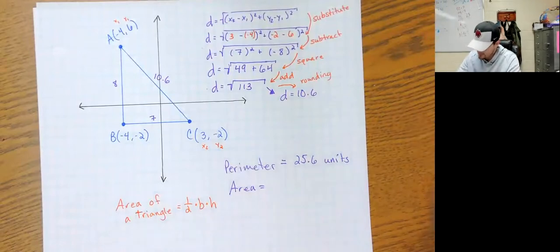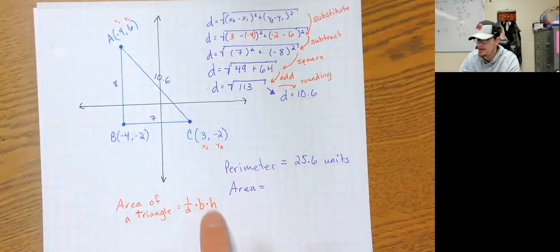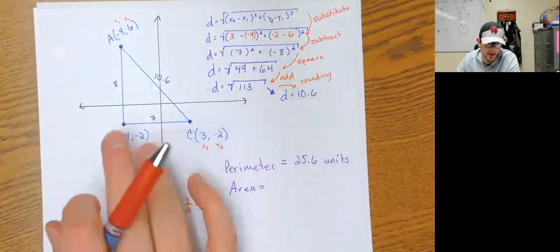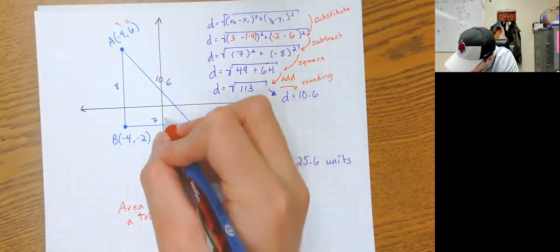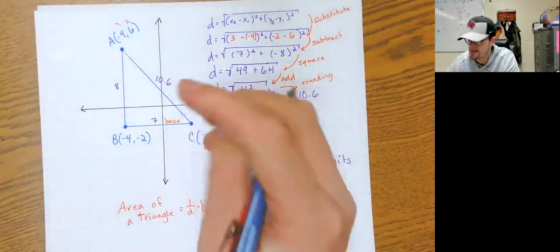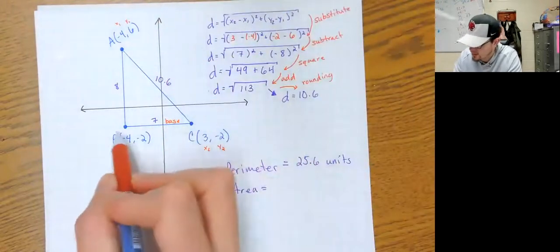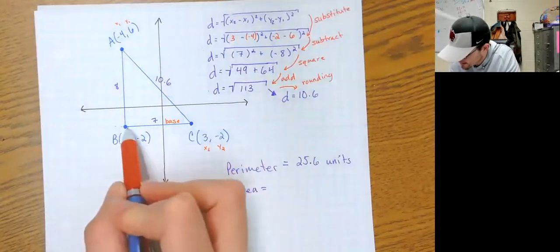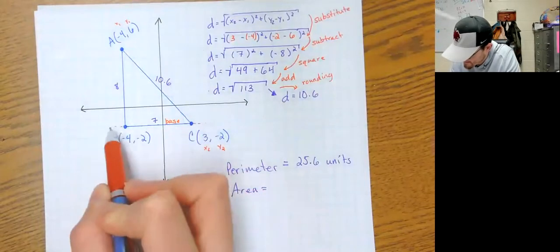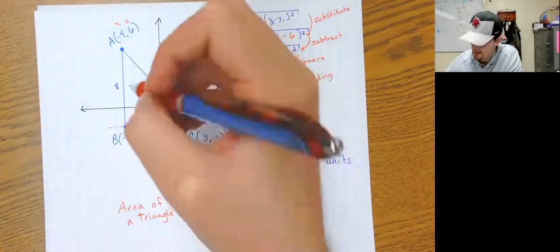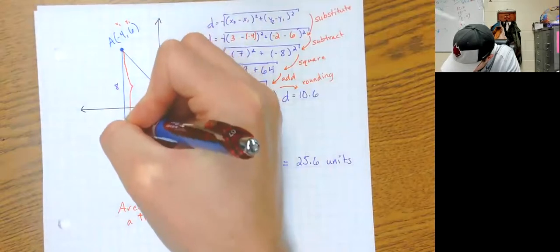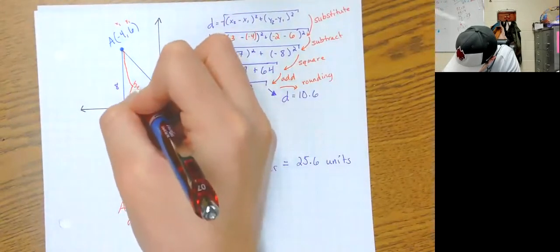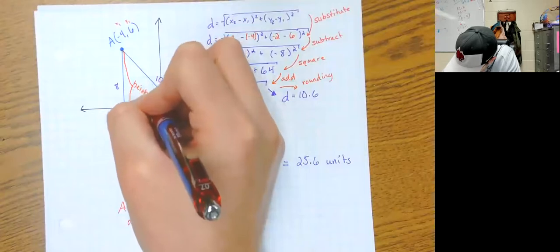So the first thing you have to pick is what is going to be your base. Because this is an easy triangle, I'm going to pick this down here to be my base. So this will be my base. And if this whole line segment is the base, then this here would be the height.